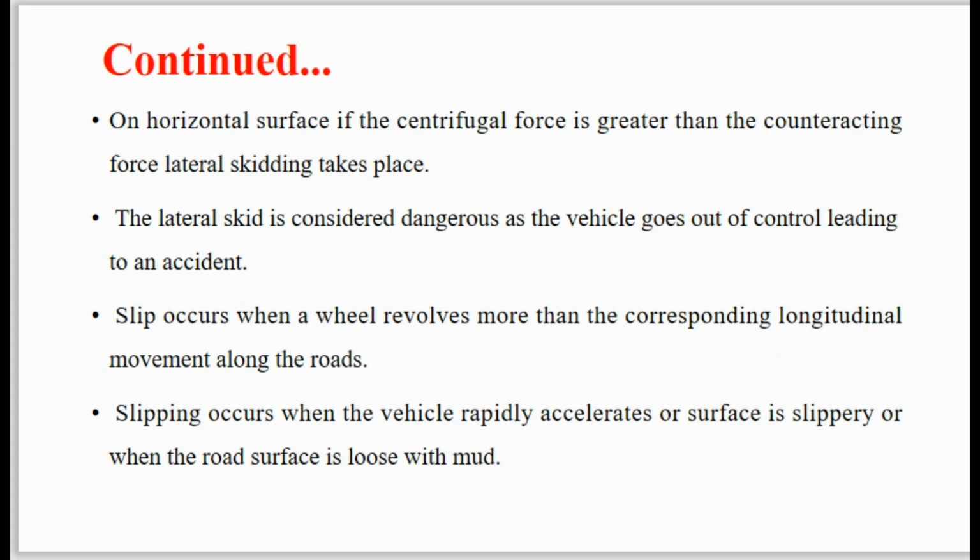Now slip occurs when a wheel revolves more than the corresponding longitudinal movement along the road. Slipping usually occurs in the driving wheel of a vehicle when the vehicle rapidly accelerates from the stationary position or from slow speed on the pavement surface, which is either slippery or wet, or when the road surface is loose with mud.